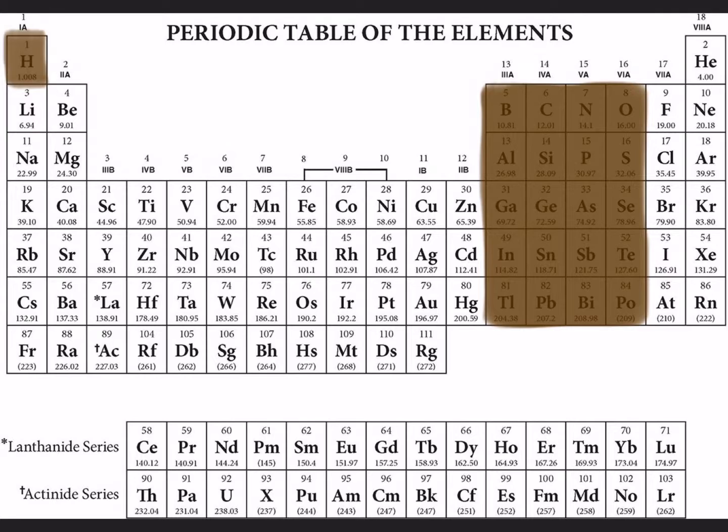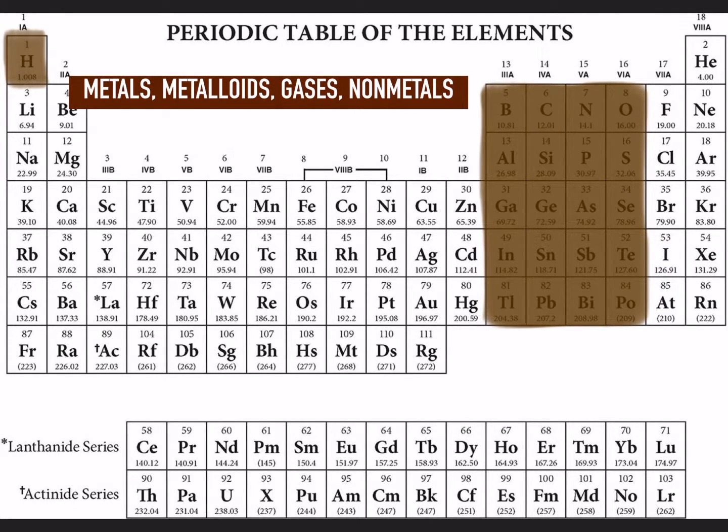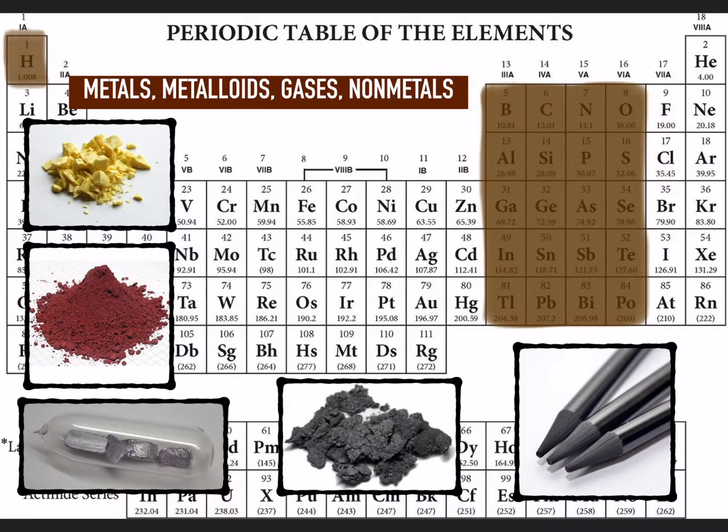There's a big block composed of a mix of metals, metalloids, gases, and nonmetals. The metals are all normally hard except for mercury, being a liquid at room temperature. Metalloids have properties of both metals and nonmetals. Nonmetals are brittle solids and gain electrons easily.